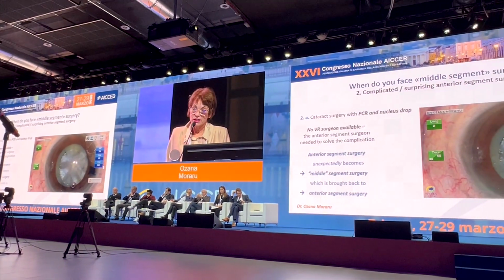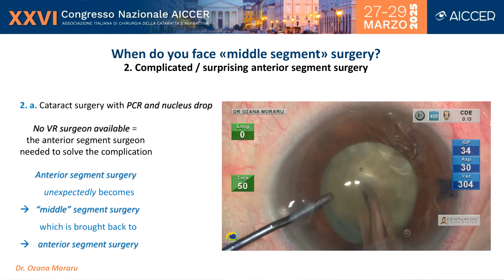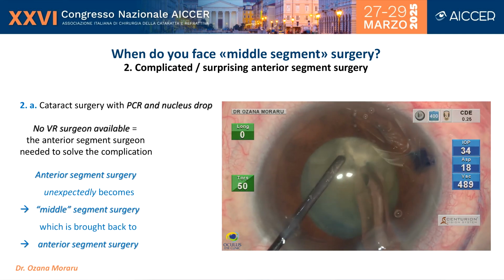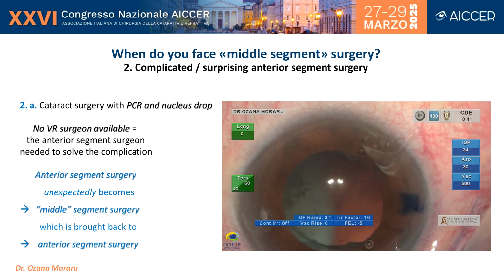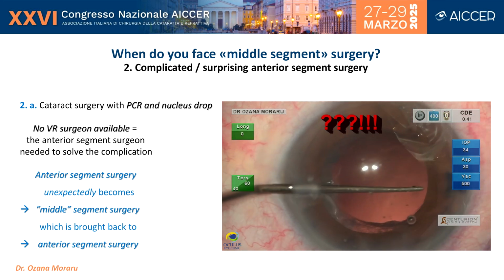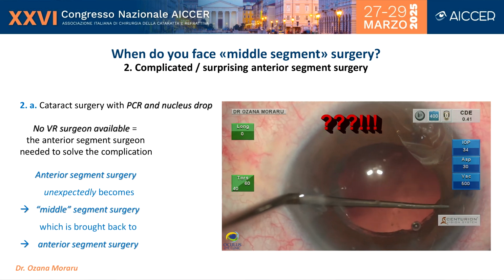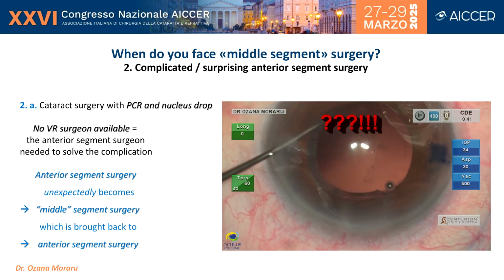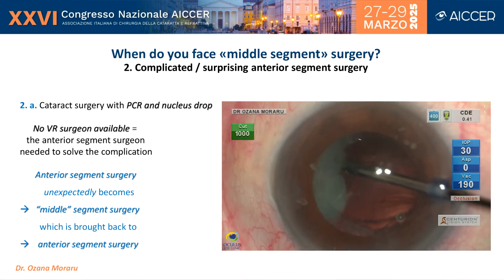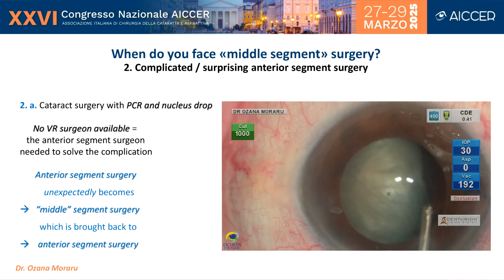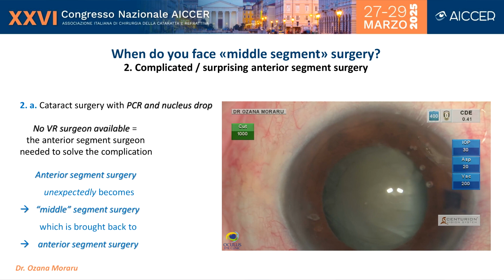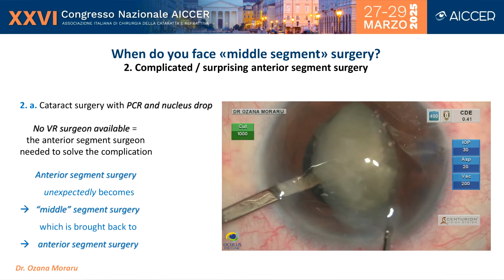What about the cases with unexpected complications? So I'm an anterior surgeon, I want to do this cataract surgery. It is a femto laser, and this is what happened when I just touched the nucleus. I checked whether it was a run-out of the capsular rhexis, which sometimes happens with femtosecond, unfortunately, but no, the capsular rhexis was there. So I didn't have my colleague, my VR surgeon, that was 8-9 years ago.